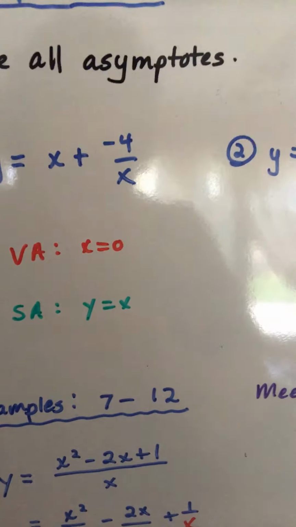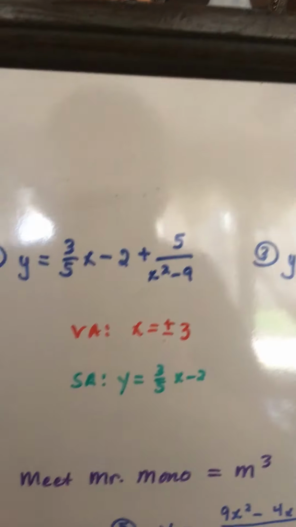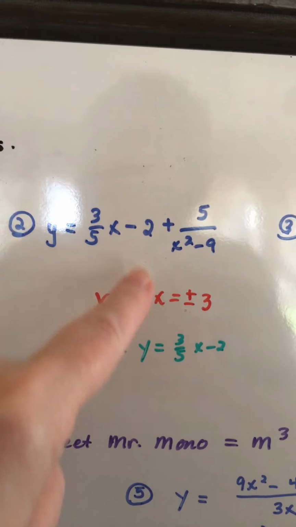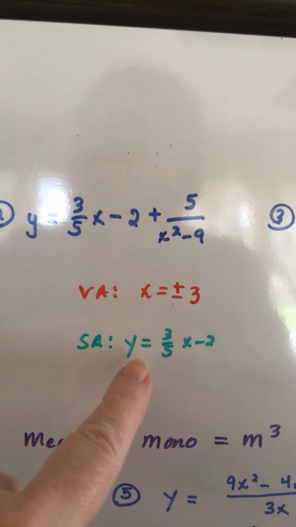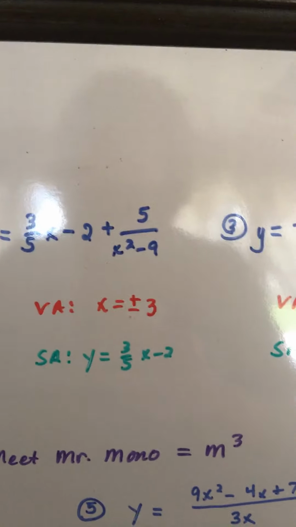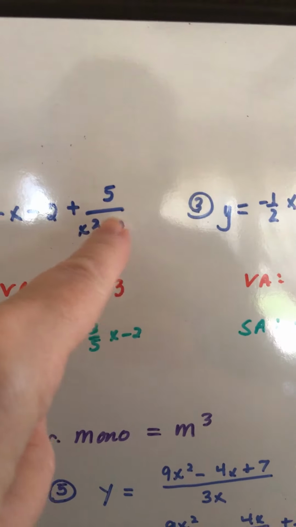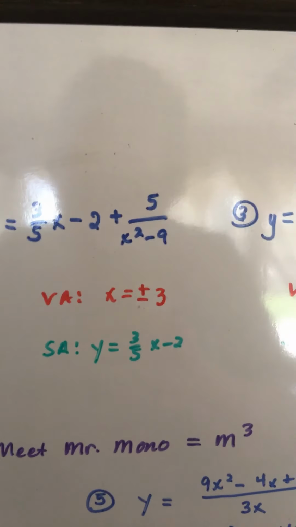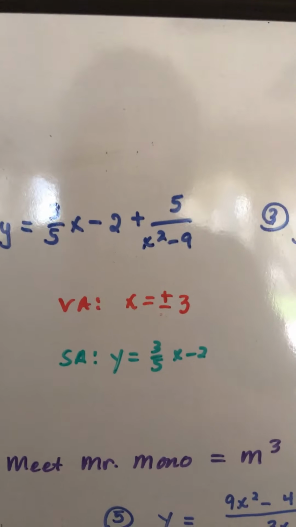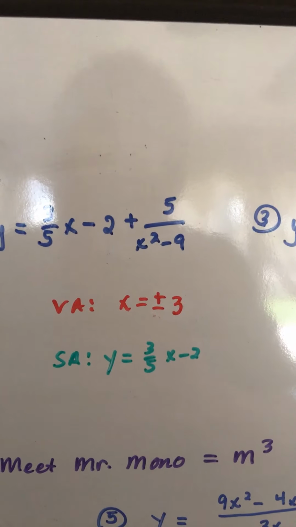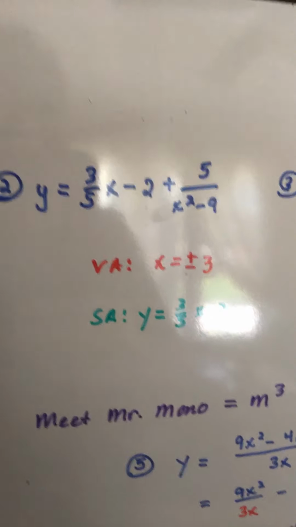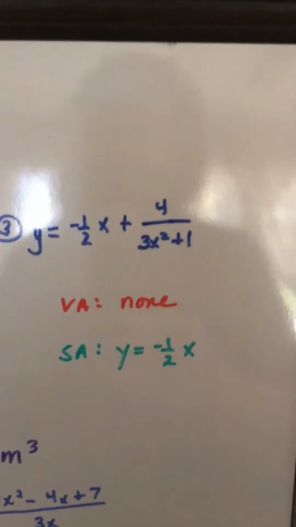And so the slant asymptote is y equals x. Second example, quotient 3/5 x minus 2. So the slant asymptote is y equals 3/5 x minus 2. Looking at the remainder, there's where I see the denominator. What makes it 0 when x is equal to plus or minus 3? So x equals plus or minus 3 is going to be our two vertical asymptotes.